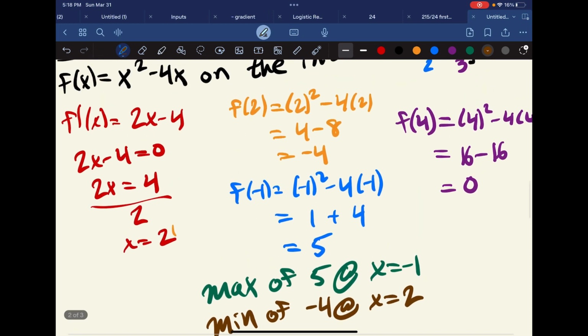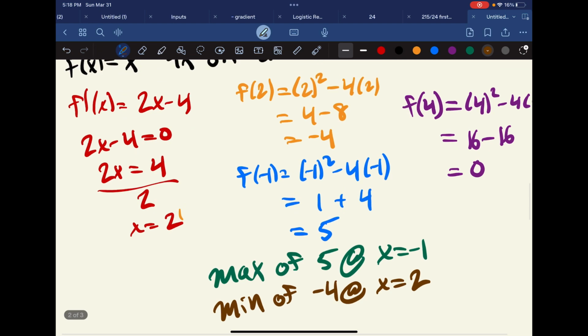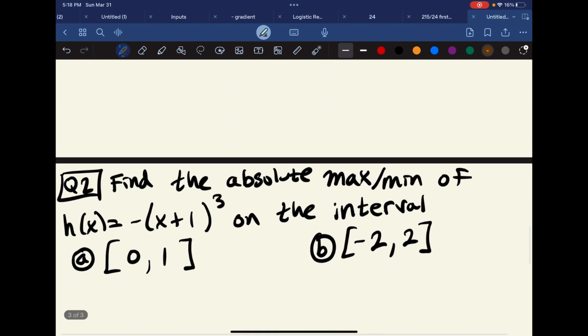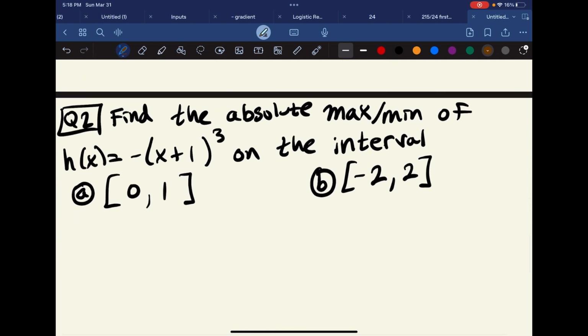And that's literally it. That's the closed interval method. That's how you go about it. So then if we go to question 2, if you want to give this one a shot, go ahead. Pause the video and then give it a shot.